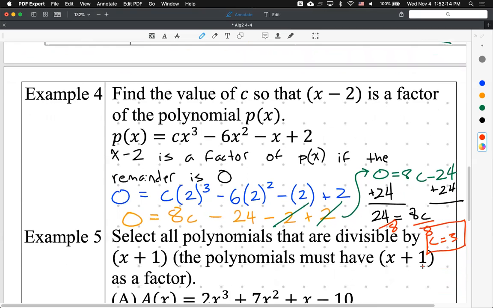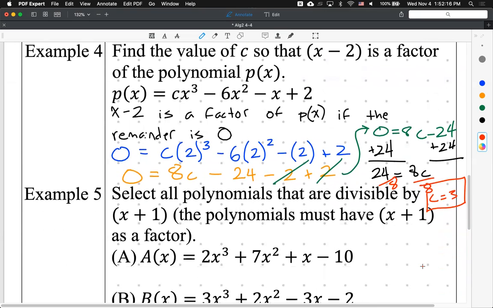And I guess before I move on to example number 5, are there any questions on example 4? Please ask, because you're going to see this on your homework tonight. Questions? So 3 is your final answer because you're trying to solve for C. Yeah, so that means if I had 3x cubed minus 6x squared minus x plus 2, then x minus 2 would be a factor. Exactly. 3 is the answer that you enter into Khan Academy and you're done.